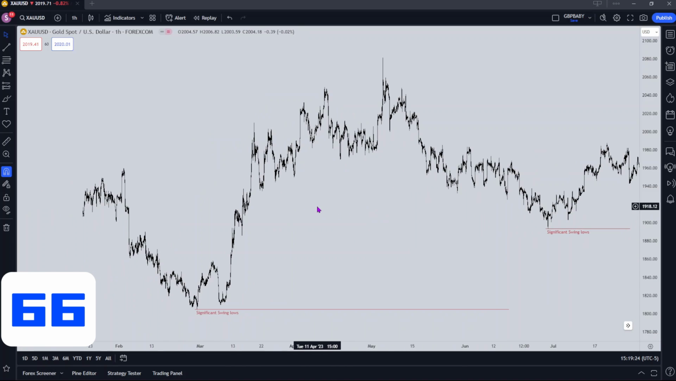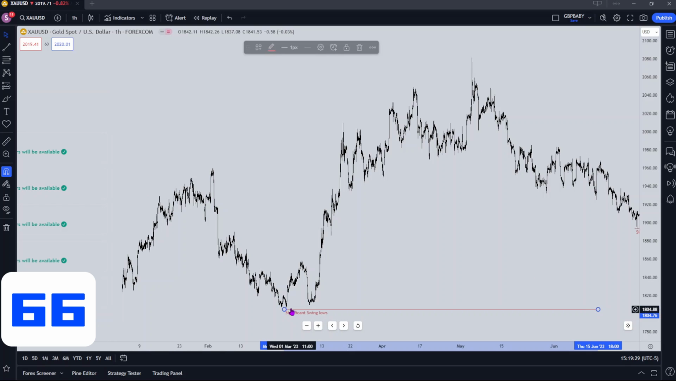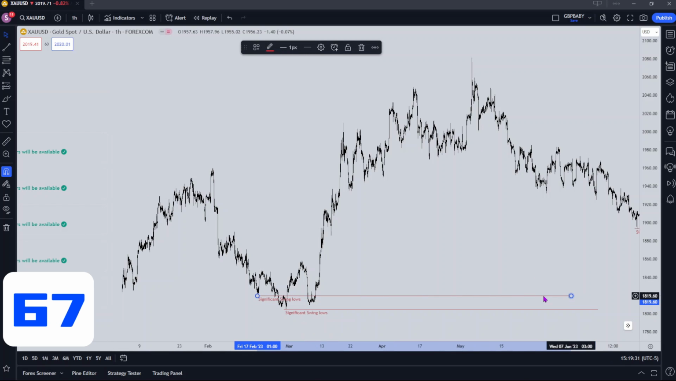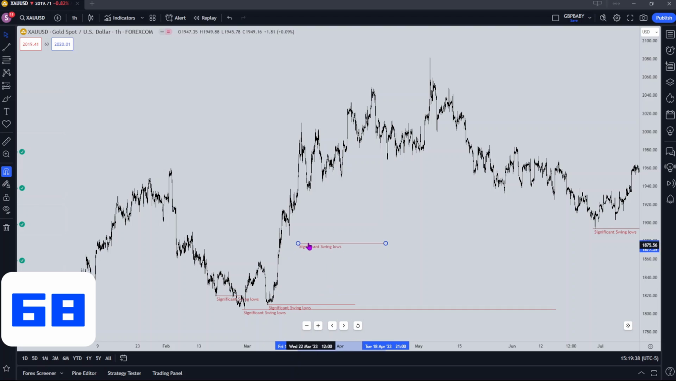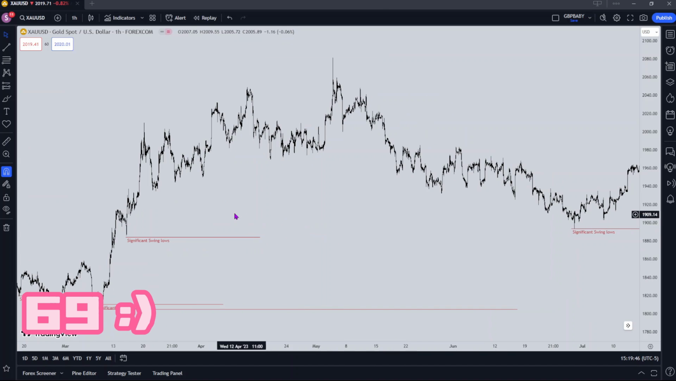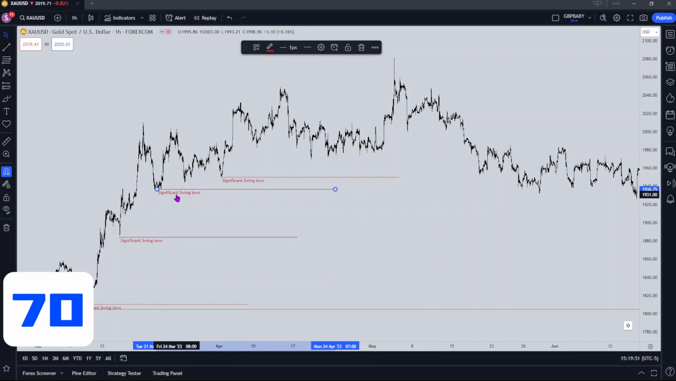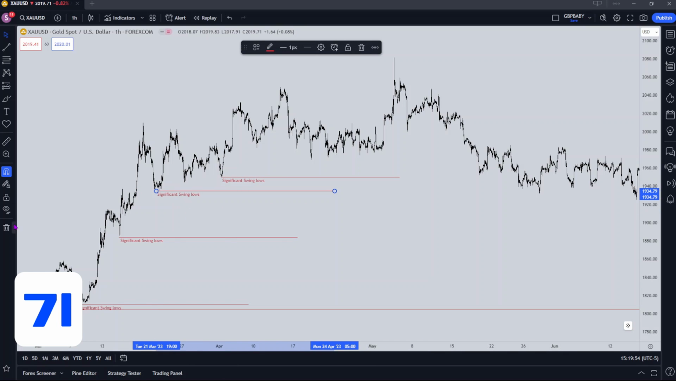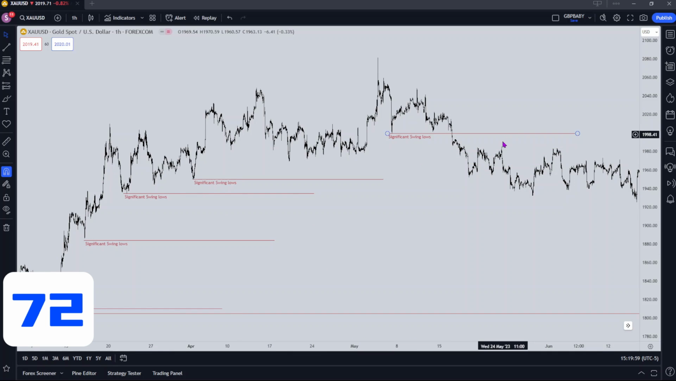How long have we been going? 21 minutes. Cool. How many more we got? Let's do another 4. Significant swing low there. Significant swing low here. Here. Here, and especially here. Let's get one more. I see one right here. So those are much easier to identify.